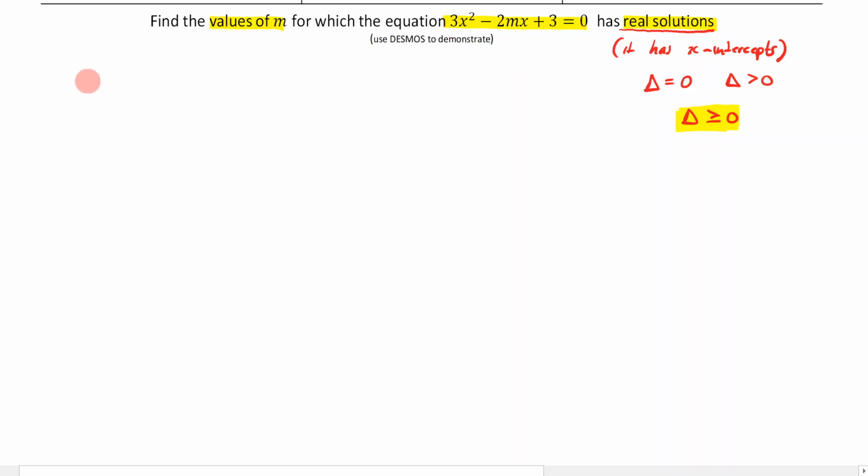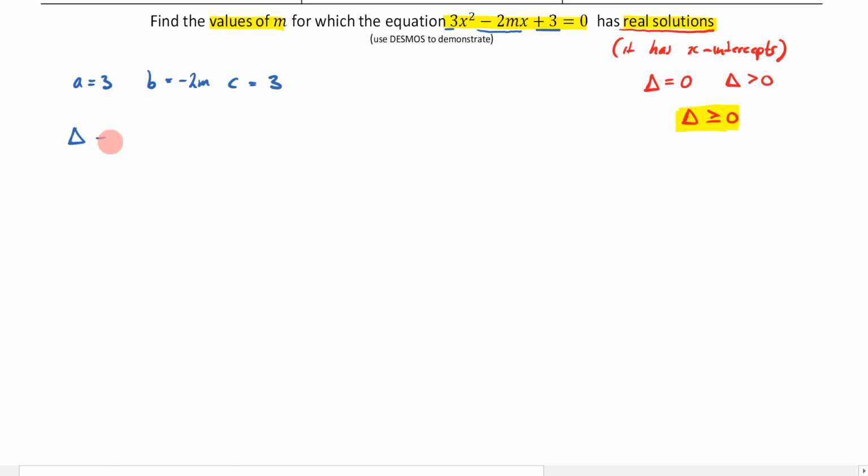We're going to figure out what a, b, and c are going to be equal to. A will be 3 because it's just the coefficient of x squared in this case. B will be the coefficient of x. In this case, that's going to be negative 2m. So it's whatever is in front of x. And then finally, the c is just the constant at the end here. So it's just going to be 3.